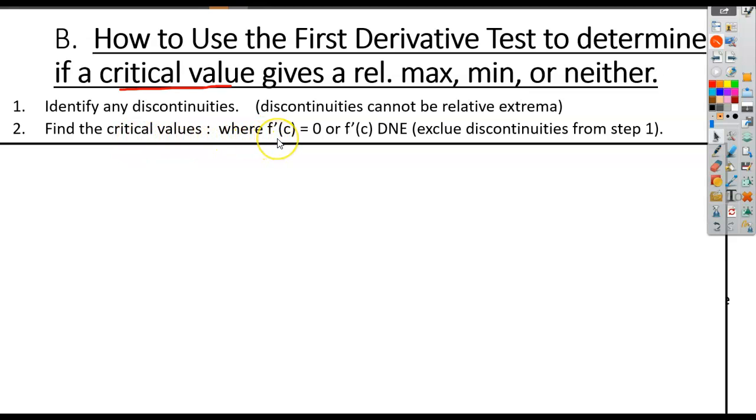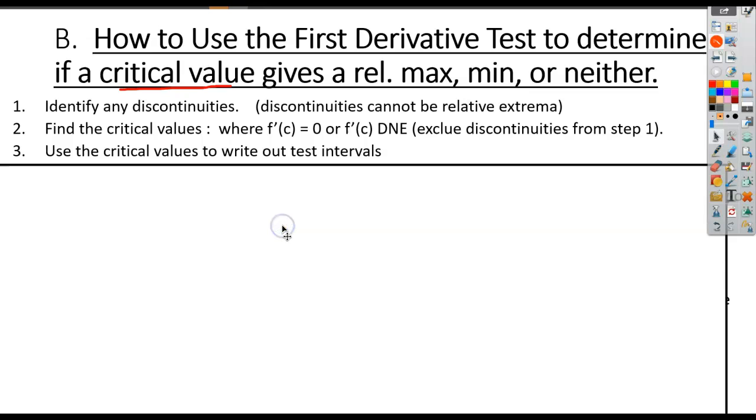Okay. But the second step is we're going to find the rest of the critical values. So we're going to look for those places where the derivative is 0 or where the derivative is undefined. And remember, we want to exclude any of the discontinuities that we found in step 1 because they're not going to matter. Let's go ahead and take a look at step 3. Once you know where all your critical values are, we're going to write out some test intervals. Okay, it's kind of like the number line test that we did earlier with absolute value functions.